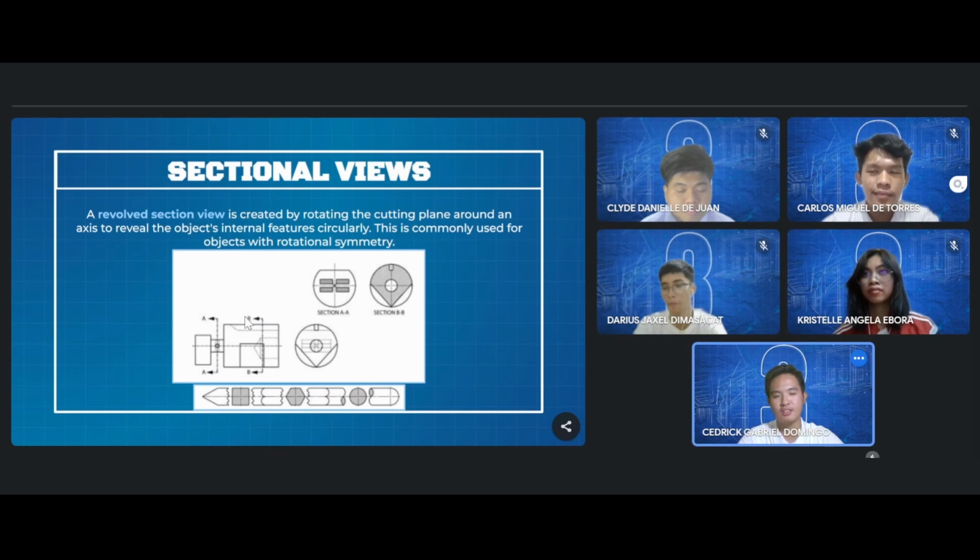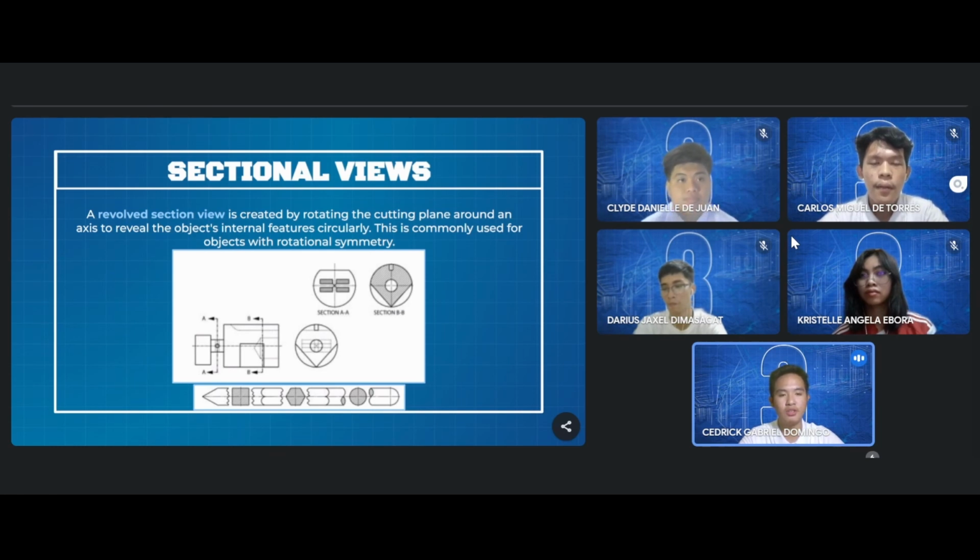In this view, the cutting plane is not oriented in a straight line, but it is instead rotated around an axis to reveal the object's internal features in a circular or helical manner. This technique is particularly useful for objects like cylinders, cones, spheres, or other shapes with rotational symmetry, where a standard straight line section view might not effectively illustrate the internal features.